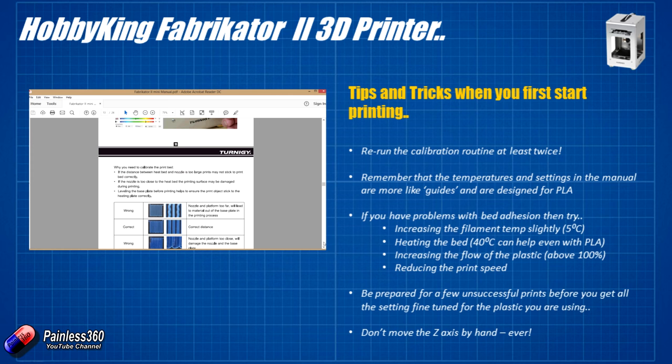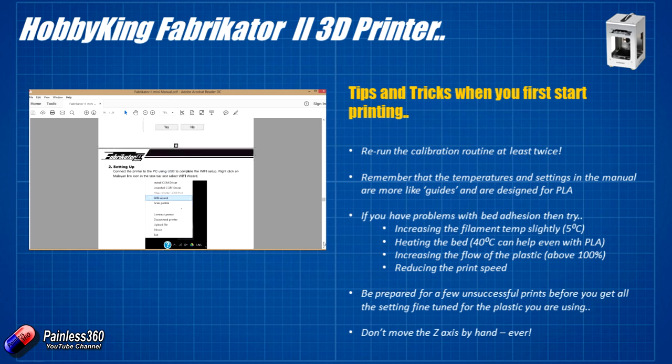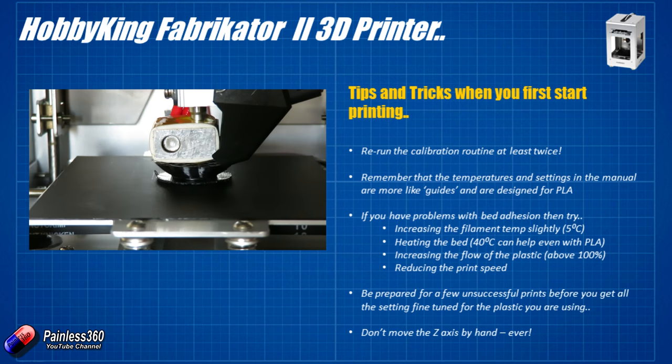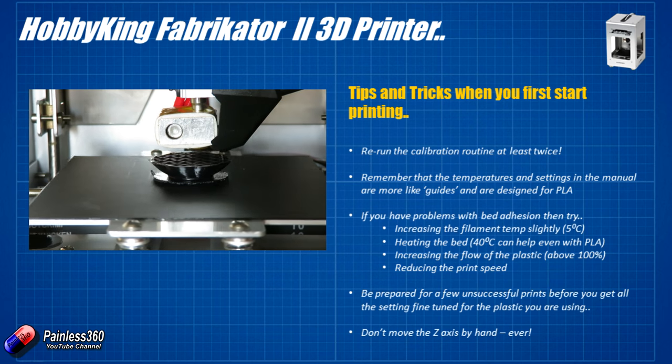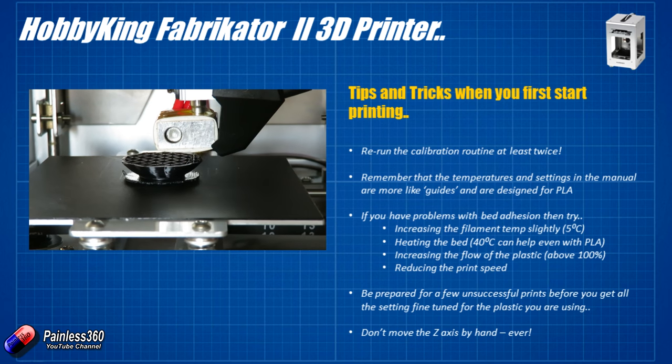The other thing I'll consider is actually turning the print bed on and warming it up a little bit. Even for PLA, having the print bed just at a nice temperature like 40 degrees C can help that adhesion layer for the first part of the print.